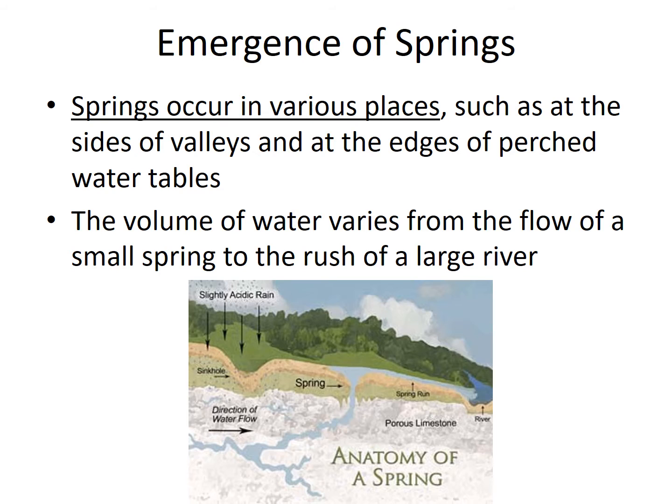So springs occur in various places, such as the sides of valleys and at the edges of perched water tables. And the volume of water that flows out of a spring varies from the flow of a small spring to the rush of a large river. So it can be different. You can see different flows of water.